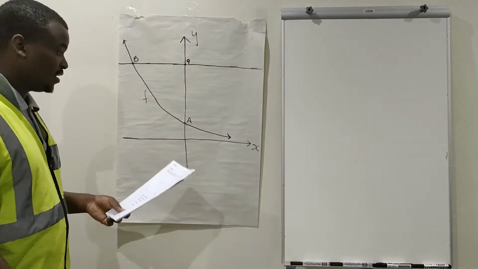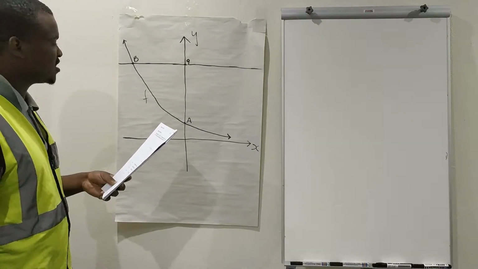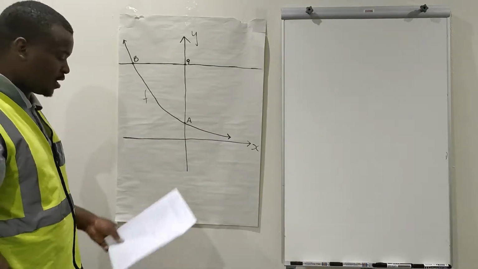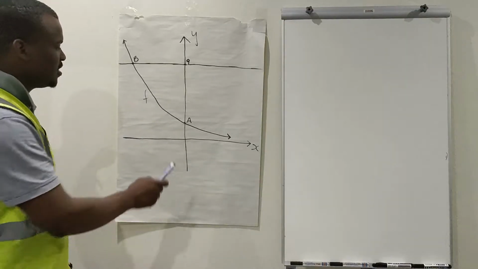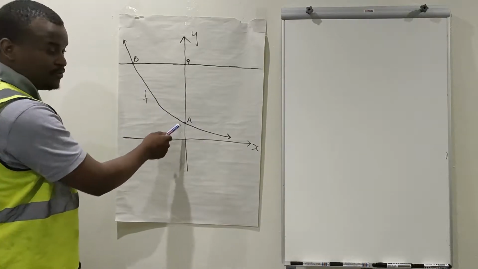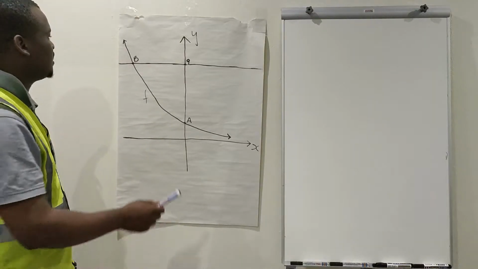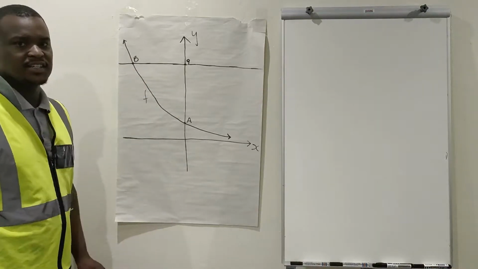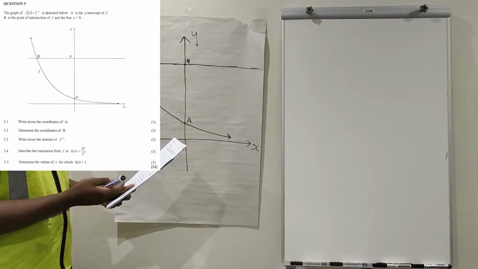So this statement is basically telling us what we can see here. The graph f(x) is sketched below. Here is f(x). A is the y-intercept of f. Here is y, and A is the y-intercept of f. B is the point of intersection of f and the line y equals 9. So this point B is the point of intersection between these two. So these two are intersecting there. So the statement is basically telling us what we can read on this. Okay.